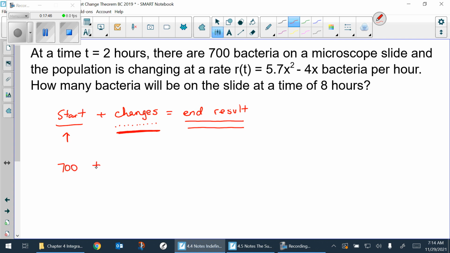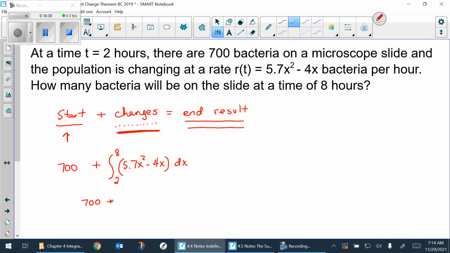And then things change between the 2nd hour and the 8th hour. And to find out how much things change, we take the integral from the 2nd hour to the 8th hour. The integral of the rate at which things change, 5.7x squared minus 4x dx. And that's going to give us how many bacteria are on the slide at a time of 8. So you can press pause, put that into your calculator, and see what you come up with.